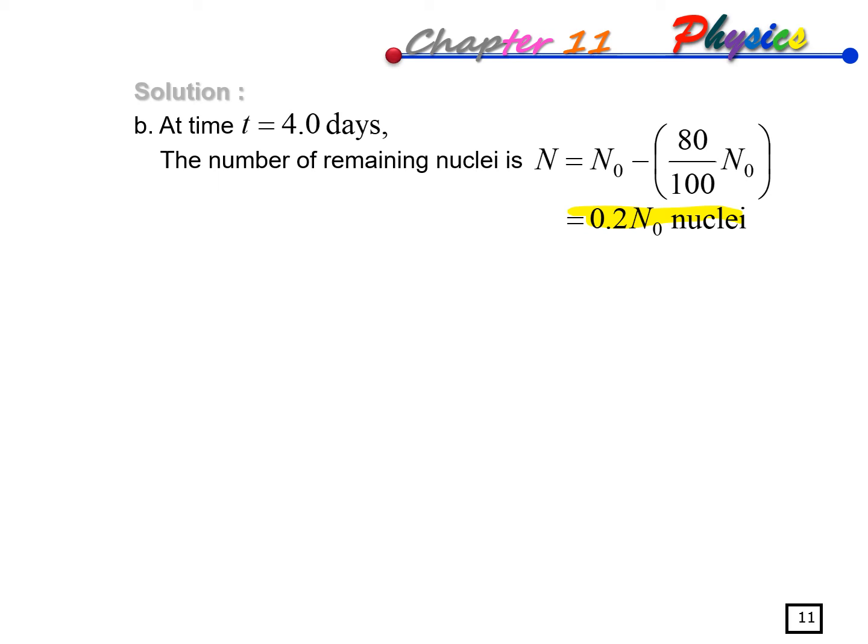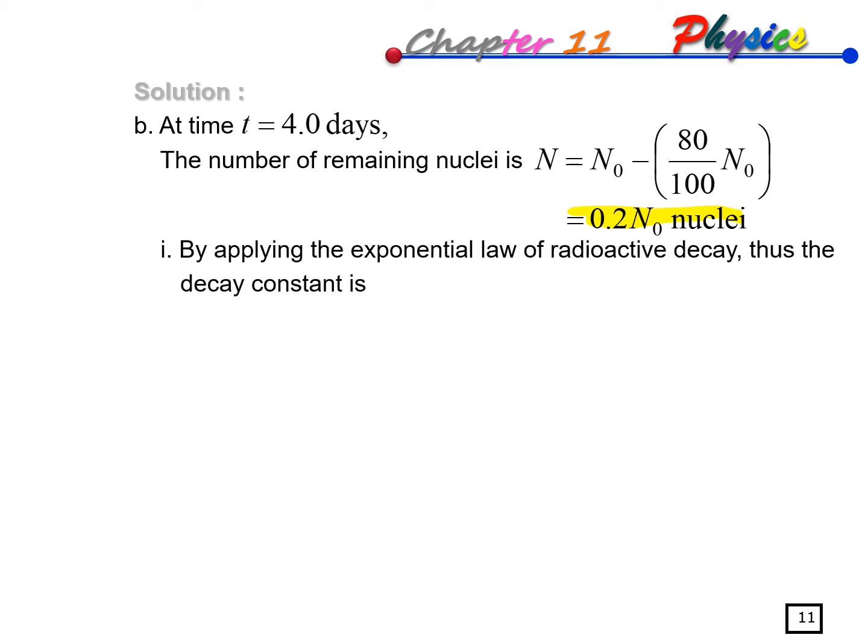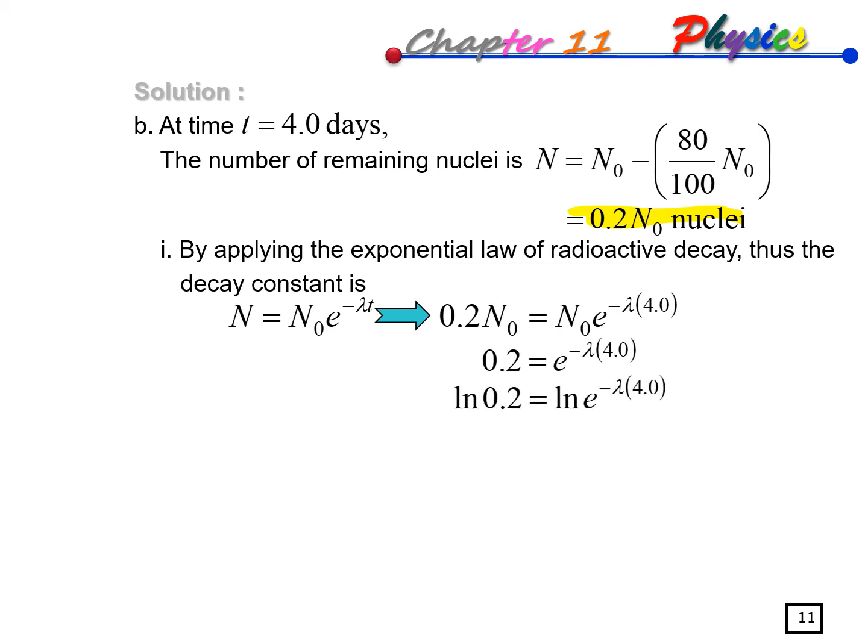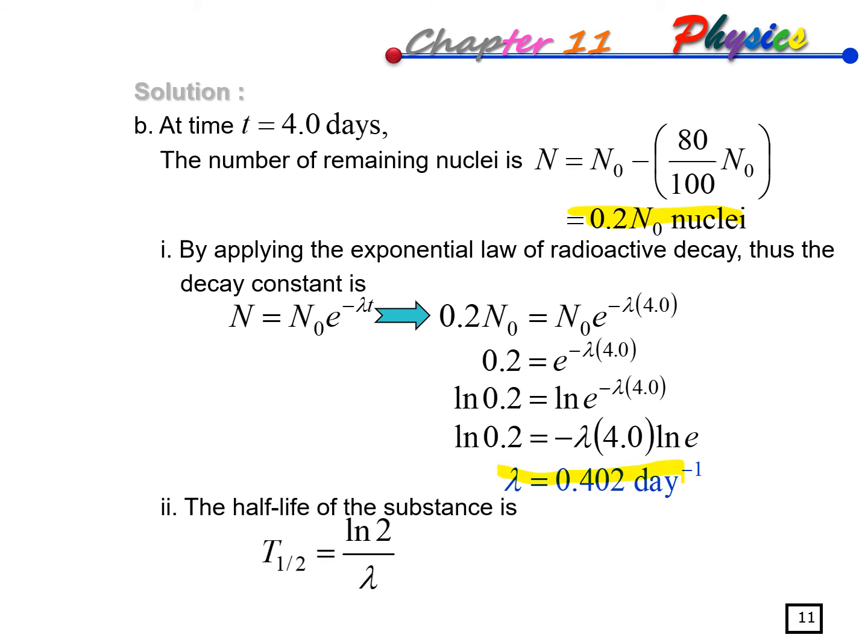We apply this into the radioactive decay equation. The remaining will be 20% of the initial, and the time period is given as 4 days. If you solve this, we end up with the decay constant, which is 0.402 per day. Once we have the decay constant, we can apply it to find the half-life, which ends up as 1.72 days.